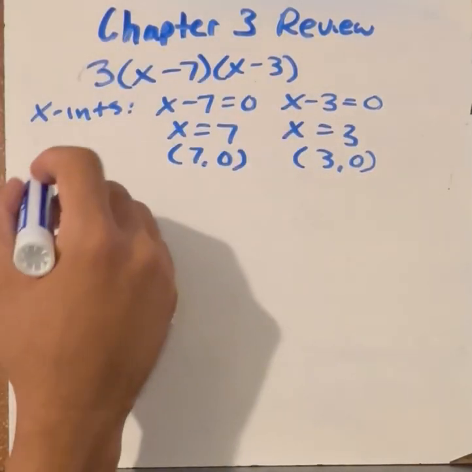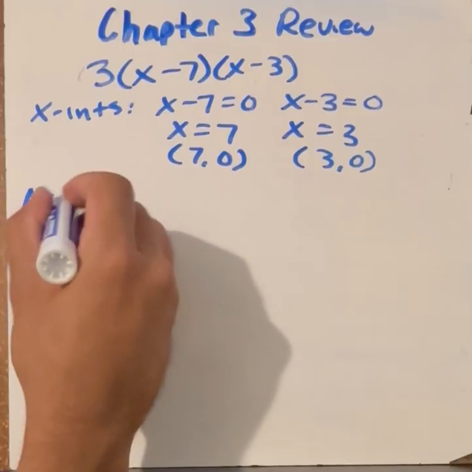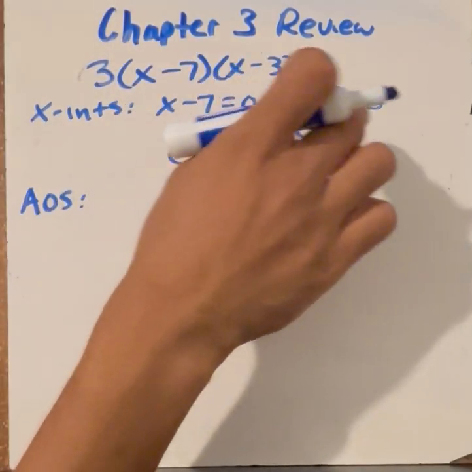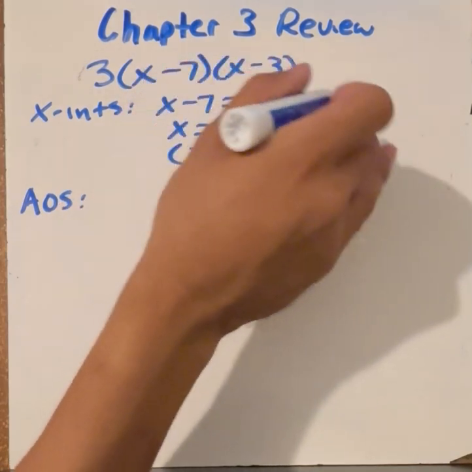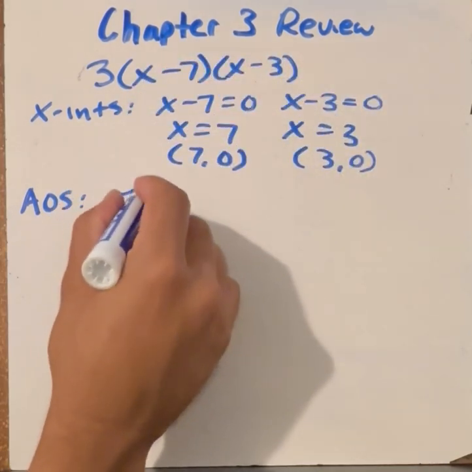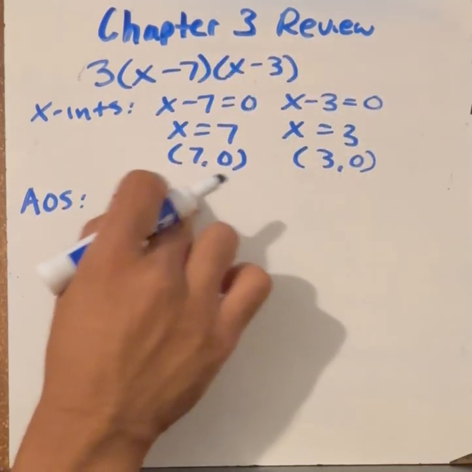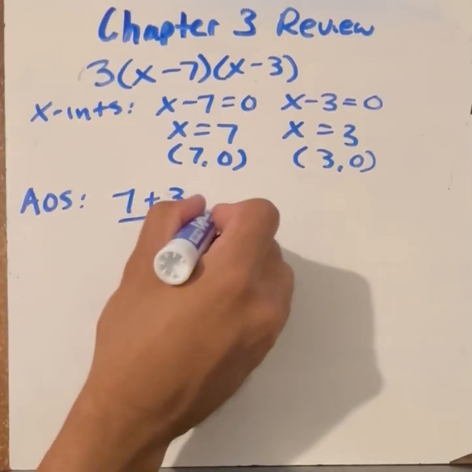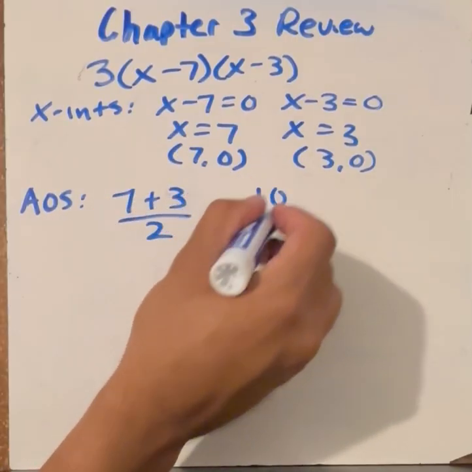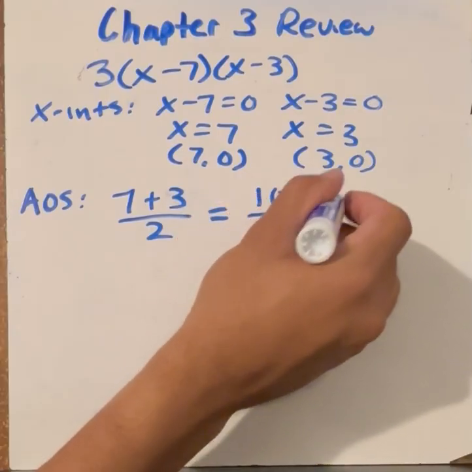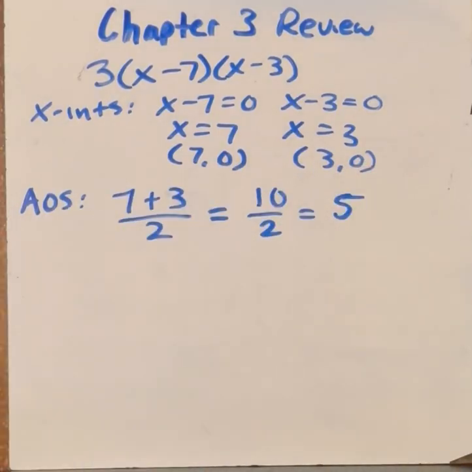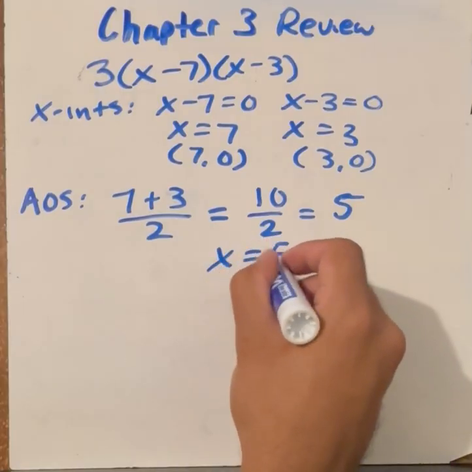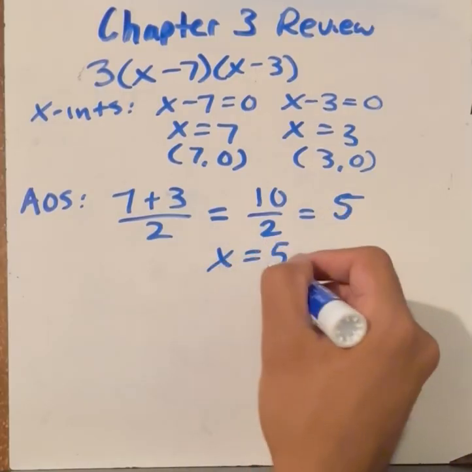Okay, so to find the axis of symmetry, when they give it to us in this form, we need to take our p and q, which are the x-intercept values, add them together, so 7 plus 3, and then divide it by 2. So 7 plus 3 is 10. 10 divided by 2 is 5. Okay, so the axis of symmetry we want to say is x equals 5. Not just 5, x equals 5.